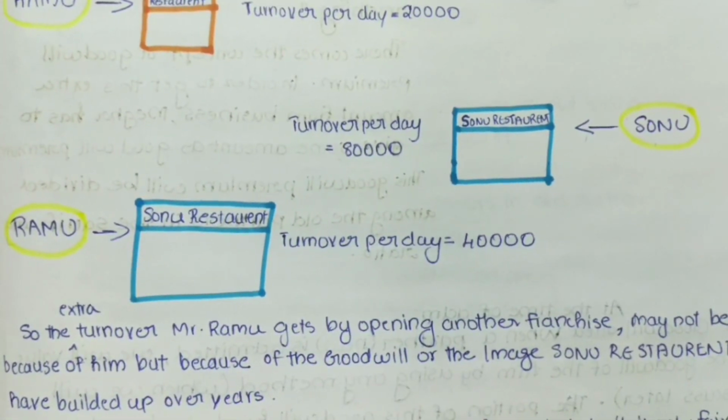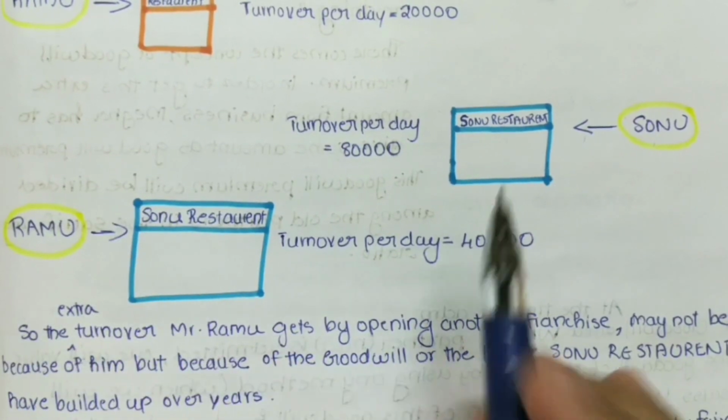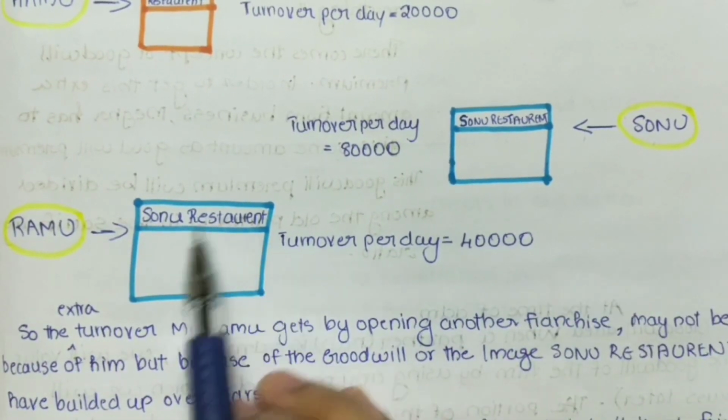You will be asking me why? Because you can see the difference, right? When Ramu started his own business, he gets only rupees 20,000 per day.